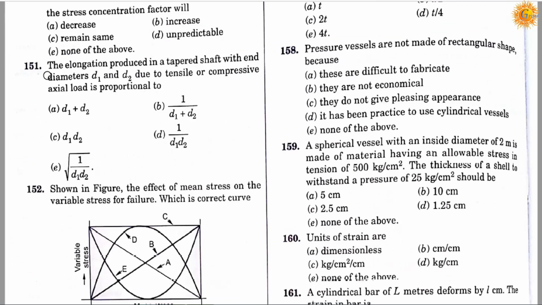Question number 151. The elongation produced in a tapered shaft with end diameters D1 and D2 due to tensile or compressive axial load is proportional to: option A, D1 plus D2; option B, 1 upon D1 plus D2; option C, D1 into D2; option D, 1 upon D1 into D2; option E, under root of 1 upon D1 into D2. Correct answer is D, it will be 1 upon D1 into D2.